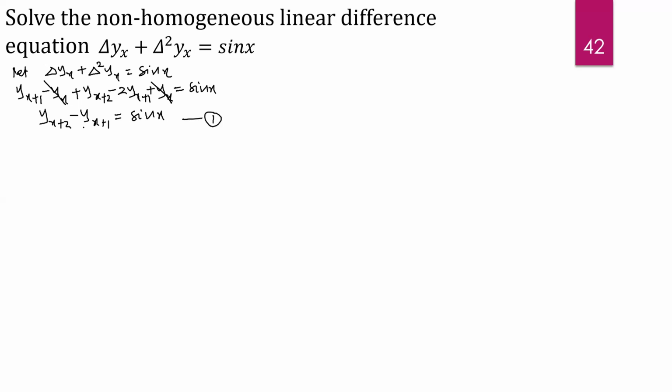The order of this equation is the largest subscript minus the smallest subscript: x plus 2 minus x plus 1. x cancels, 2 minus 1 is 1. The order of the difference equation is 1. Okay, let us find its solution.